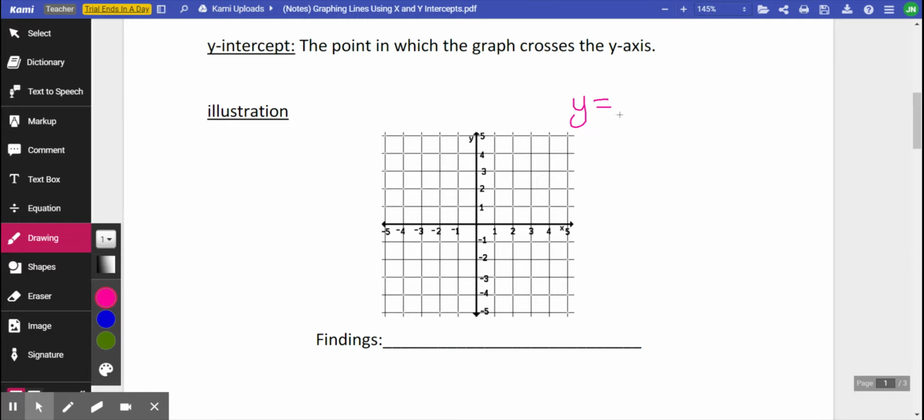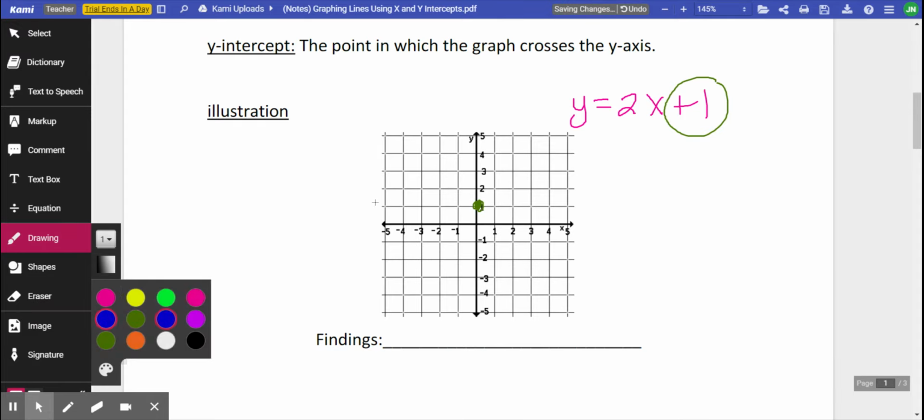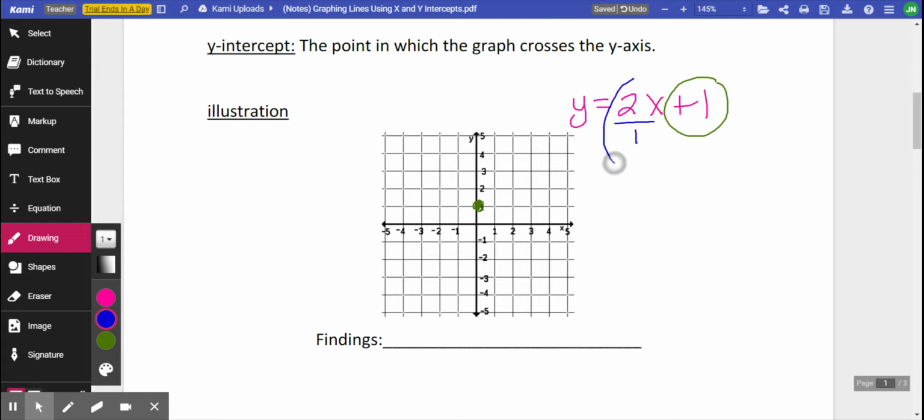Let's go with something that we already know how to graph. y is equal to 2x plus 1. Let's say we want to graph that. Our b, or our y-intercept, will be the number where we start from, right? In this case, it'll be the positive 1, so I'm going to put a point at the positive 1. Our slope is going to be whatever's in front of the x, which in this case is 2, which I'm going to write as 2 over 1.